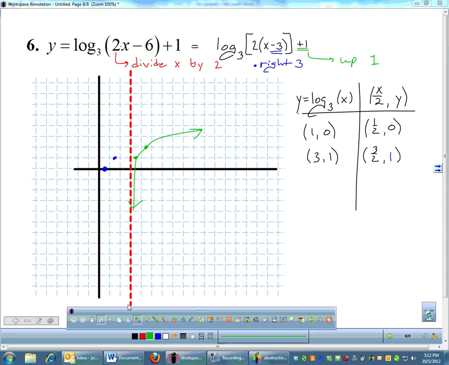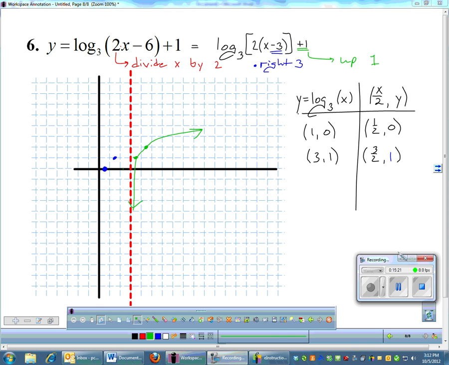How do we feel? Good on graphs? So that is graphing log functions. How long did that take? 15 minutes. Not too bad. We'll polish these up in class. Hope this makes sense.